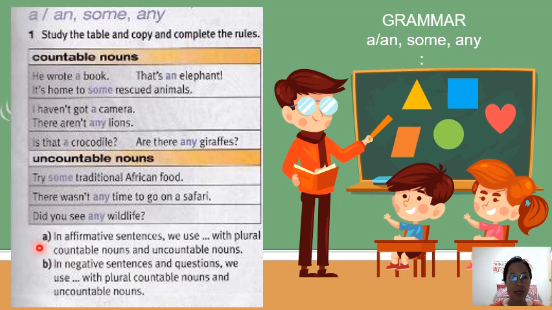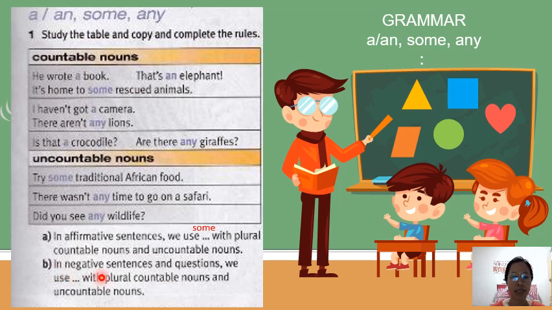Now let's look at these two questions. In affirmative sentences, we use what with plural countable nouns and uncountable nouns? A, some, or any? Plural means more than one. So the answer is, we use some. This is the correct quantifier to use.